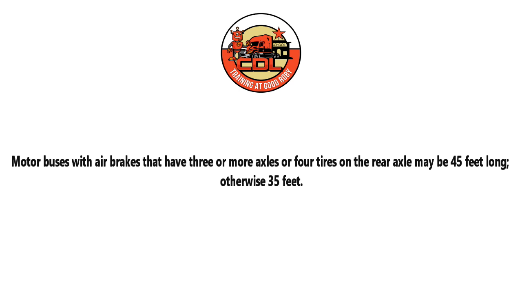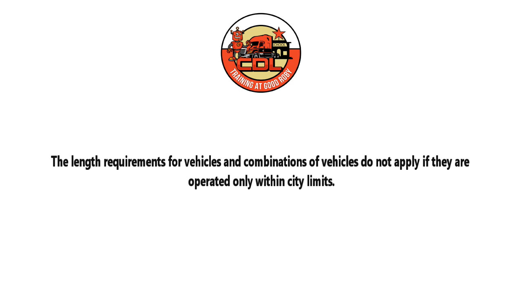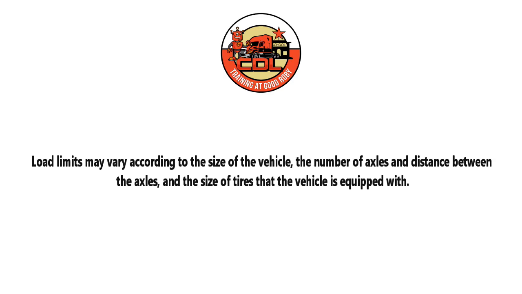Motor buses with air brakes that have 3 or more axles or 4 tires on the rear axle may be 45 feet long, otherwise 35 feet. The length requirements for vehicles and combinations of vehicles do not apply if they are operated only within city limits. Load limits may vary according to the size of the vehicle, the number of axles and distance between the axles, and the size of tires that the vehicle is equipped with.